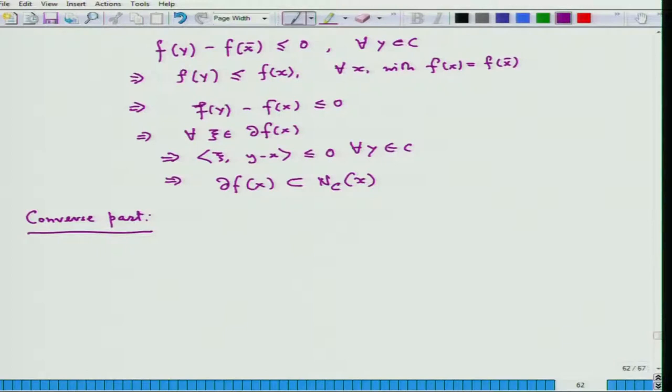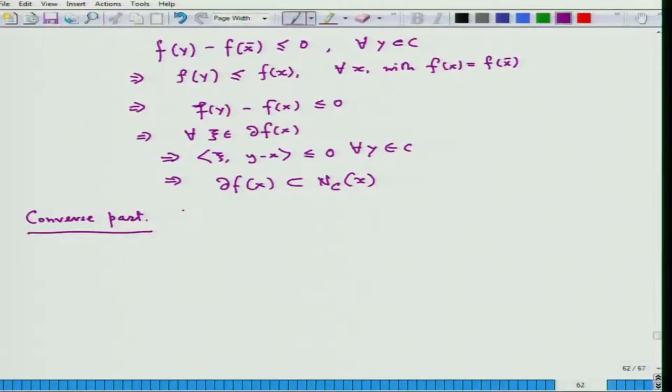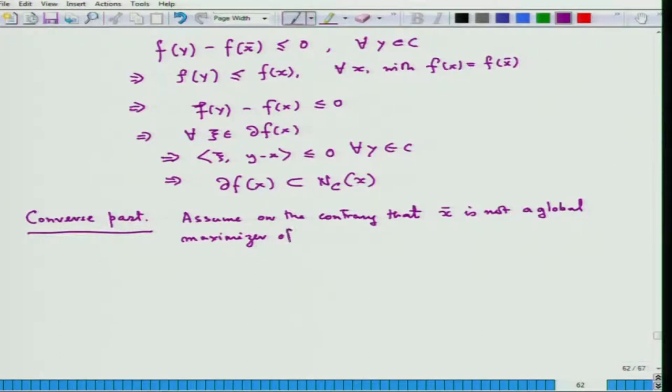So again we will use one of the biggest weapons of proving things in mathematics, which is called proof by contradiction. In this case we will assume, on the contrary, that x bar is not a global maximizer of f on C, which means there exists x hat element of C such that f(x hat) is strictly bigger than f(x bar).